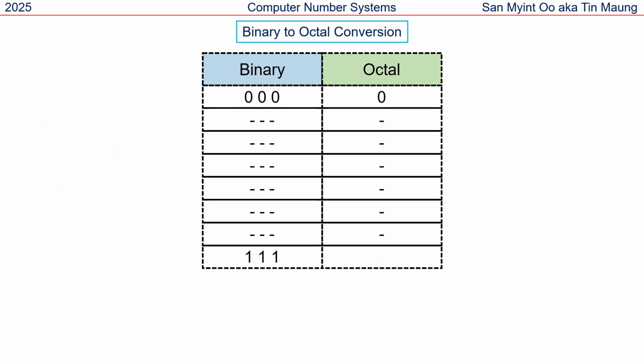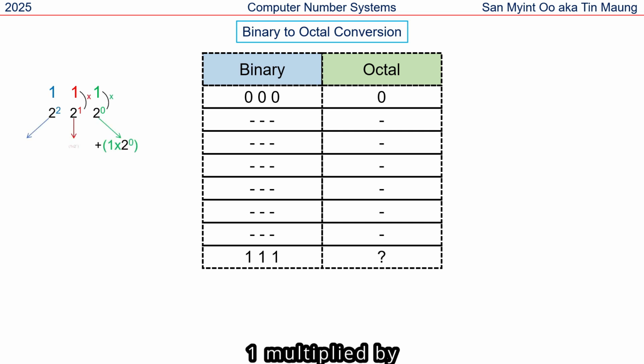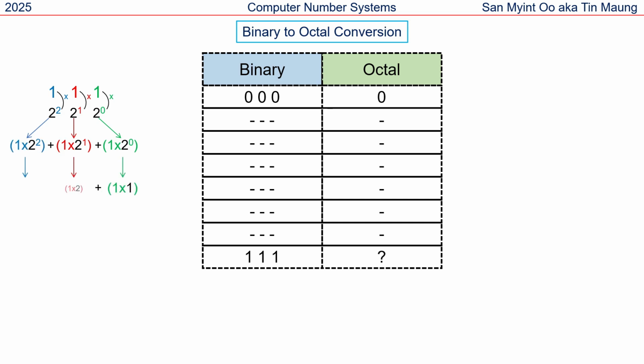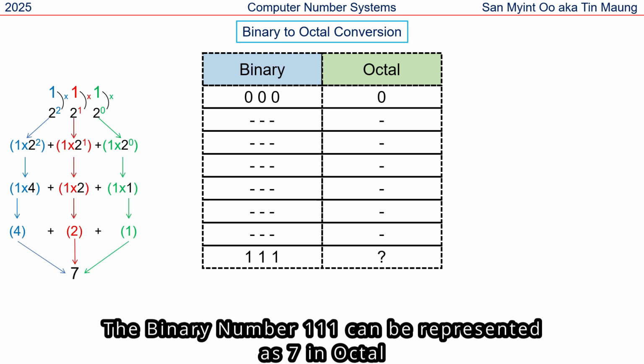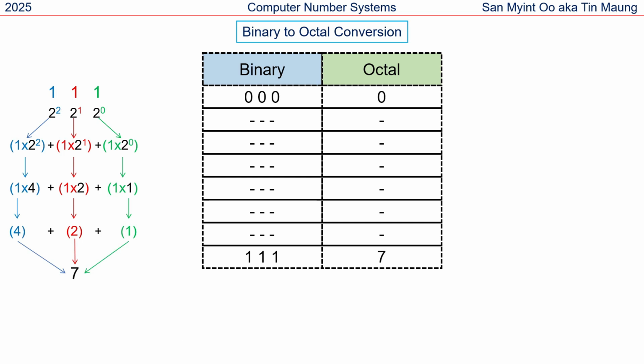What about 111? 2 power 0, 2 power 1, 2 power 2. 1 multiplied by 2 power 0, 1 multiplied by 2 power 1, 1 multiplied by 2 power 2. 2 power 0 is 1, 2 power 1 is 2, 2 power 2 is 4. 1 multiplied by 1 equals 1. 1 multiplied by 2 is 2. 1 multiplied by 4 is 4. 1 plus 2 plus 4, we get 7. The binary number 111 can be represented as 7 in octal.